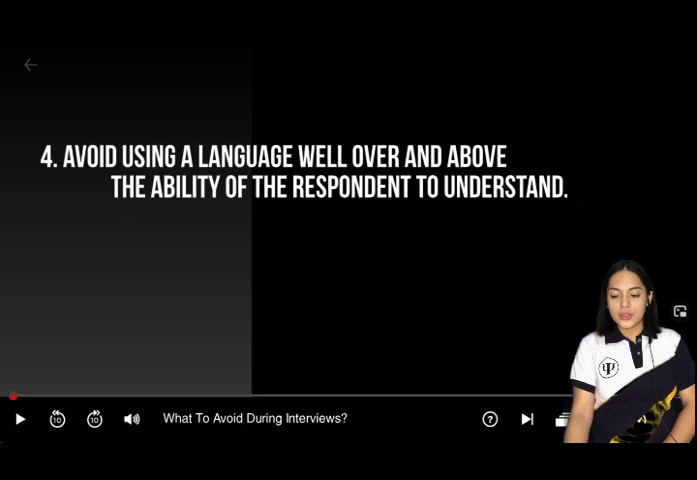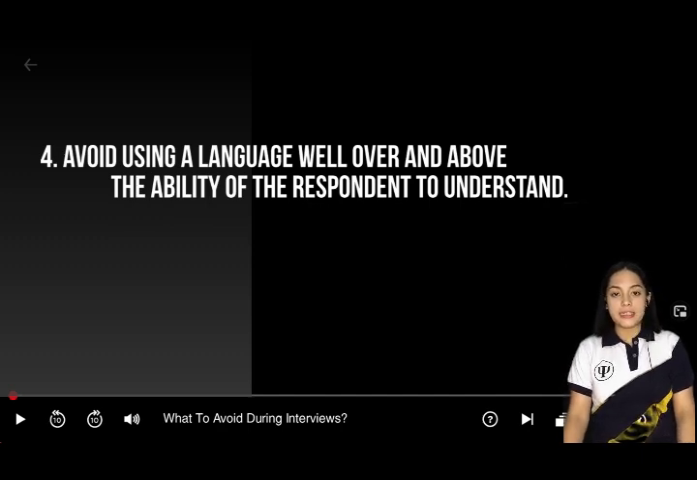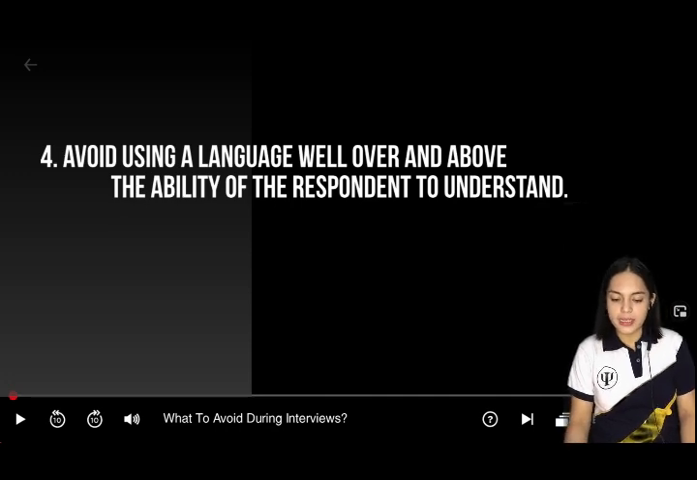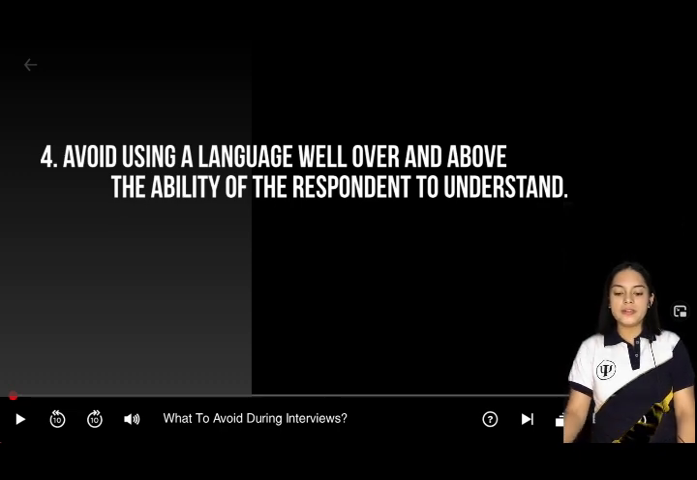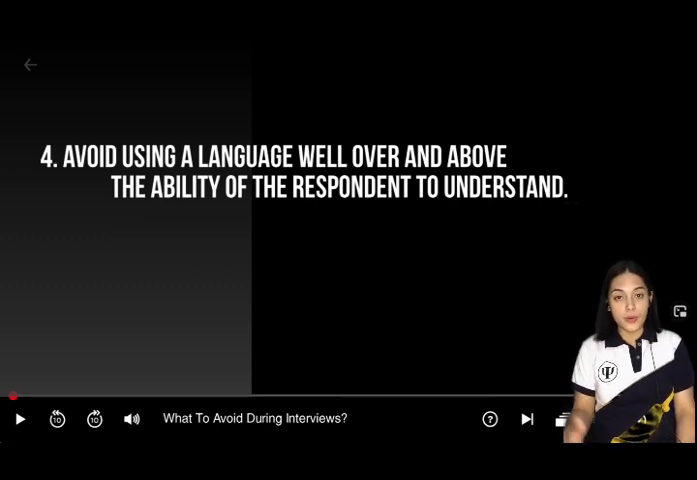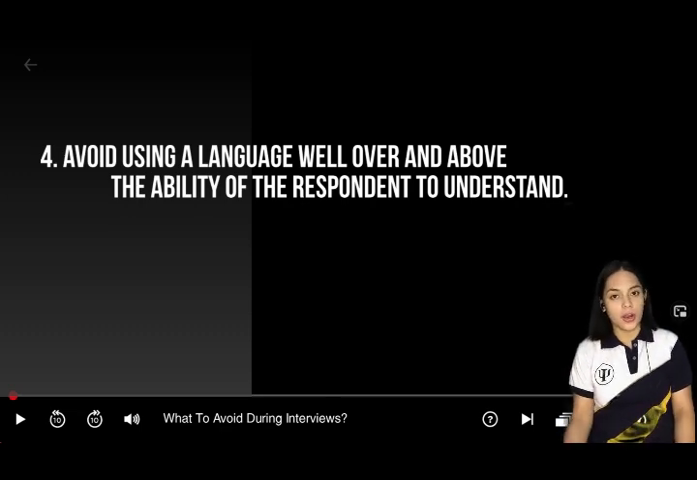So the fourth one is avoid using a language well over and above the ability of the respondent to understand. The interviewer must consider the respondents and must make sure that they understand what they are up to. You must consider the language that they are using to have a connection with them, because if the respondent does not understand the language of the interviewer very well, then the former gives wrong information or he may not report at all.